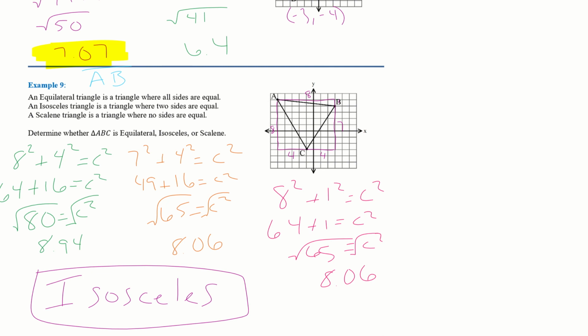Alright, so for this one I decided to go with the Pythagorean theorem. So I just made 3 right triangles for this triangle. And so as you can see, I took the 8 and the 4. I ended up with square root of 80, 7 and 4, the square root of 65, and then 8 and 1, the square root of 65. So 2 of these sides are exactly the same, so therefore it is an isosceles triangle, because 2 of the sides are equal and 1 of the sides is different.